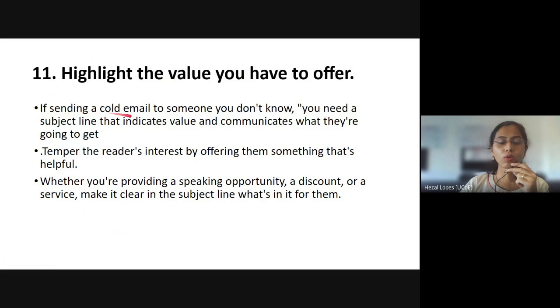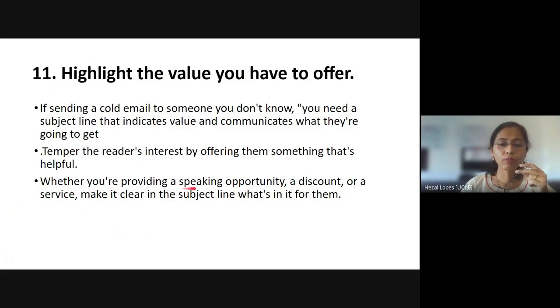If you are sending a cold email to someone you don't know, you need a subject line that indicates value and communicates what they are going to get. Temper the reader's interest by offering them something helpful. You can attract the attention of the recipient by sending a takeaway or giving some offers, some discounts. And you can mention those discount offers in the subject line.